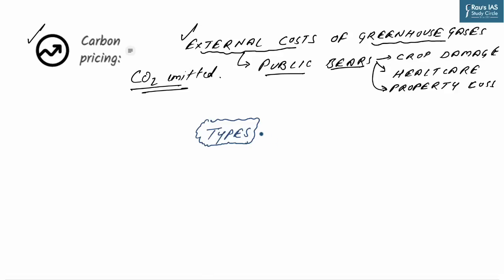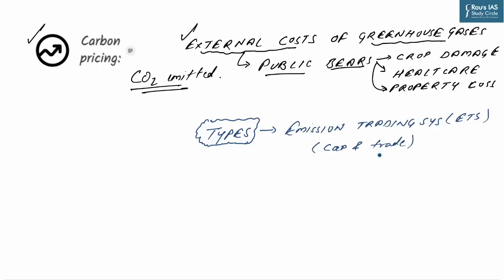The next thing is the types of carbon pricing. Now there are two major types of carbon pricing. First is the emission trading system, that is ETS. It is also known as the cap and trade system. It sets a limit on the total GHG emissions and permits low emitting companies and countries to sell their excess allowances to higher emitting industries, as is the case in the European Union and China.